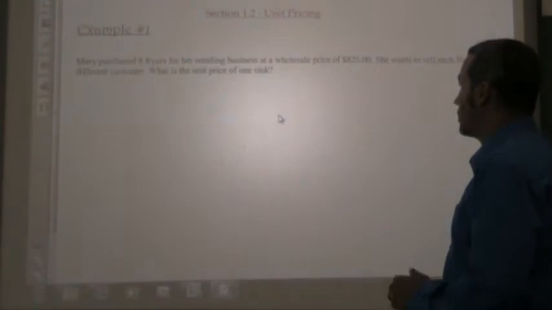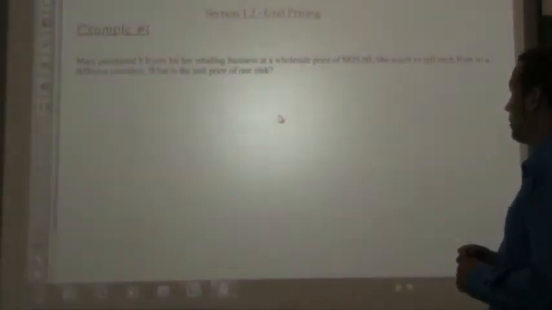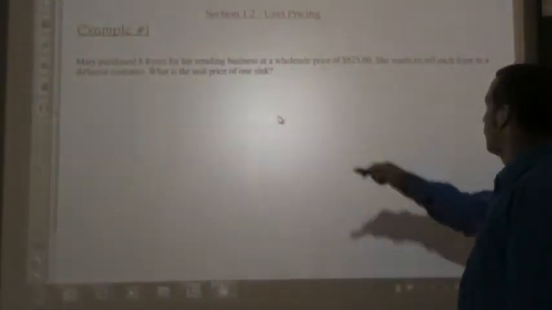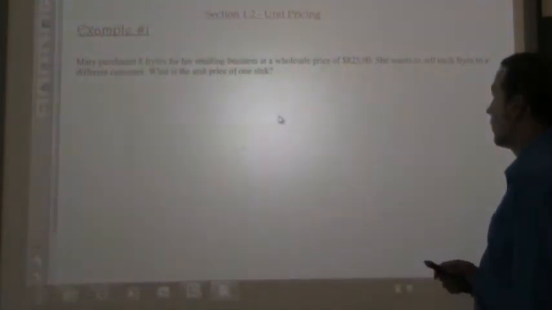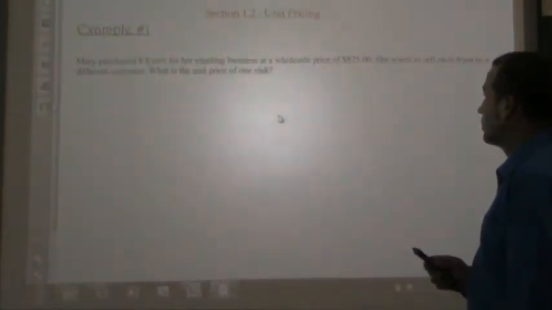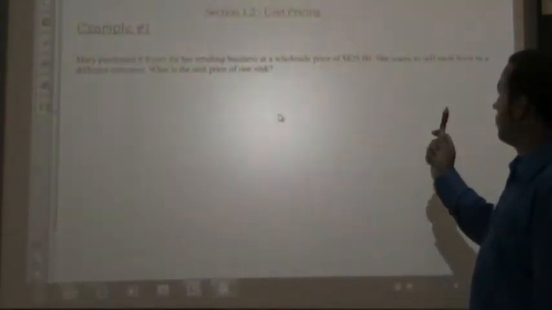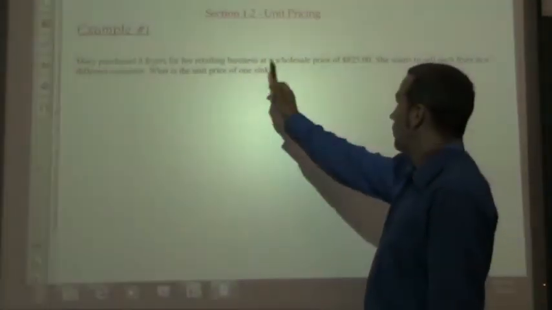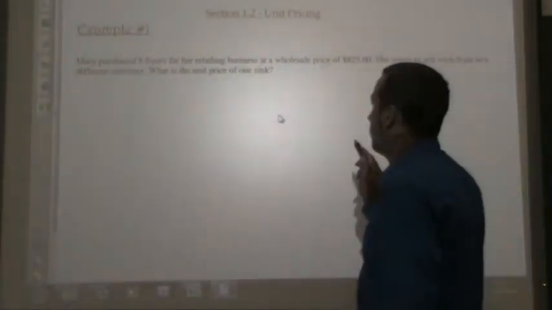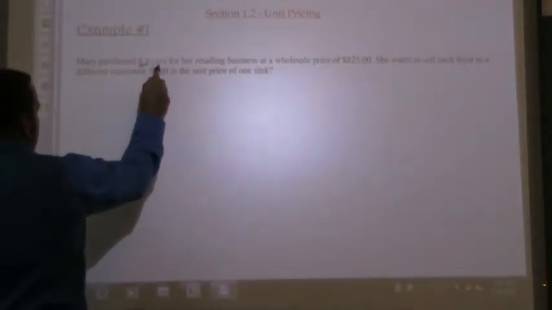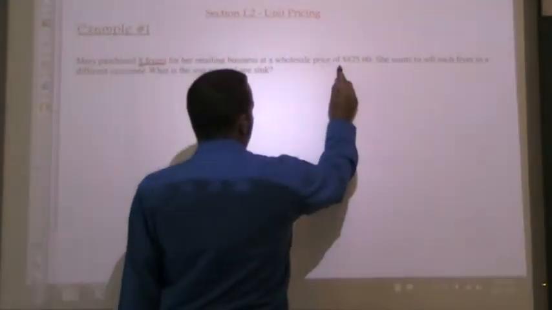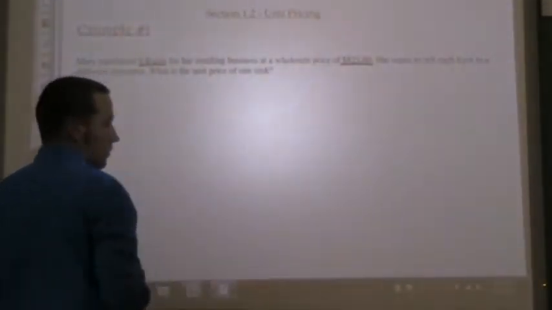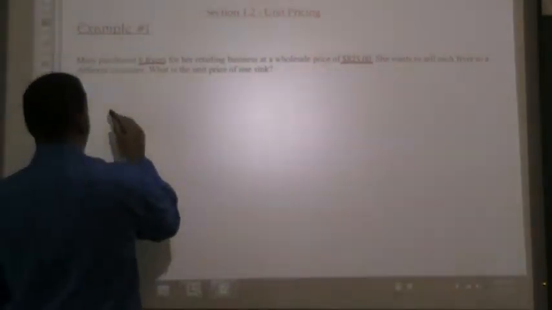It says Mary purchased 8 fryers for her retailing business at a wholesale price of $825. She wants to sell each fryer to a different customer. What is the unit price for one sink? So that should have been fryer, but anyhow. So she has 8 fryers that she's purchased for $825, and she wants to know what is the unit price of one fryer. So we set up what we know.